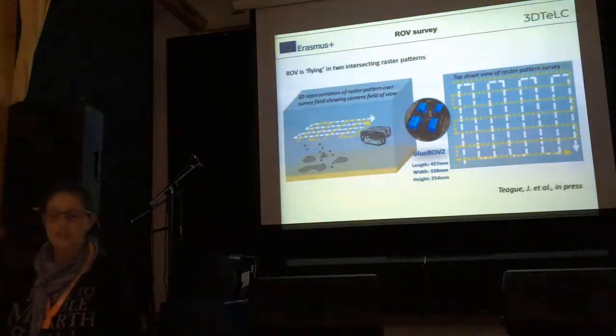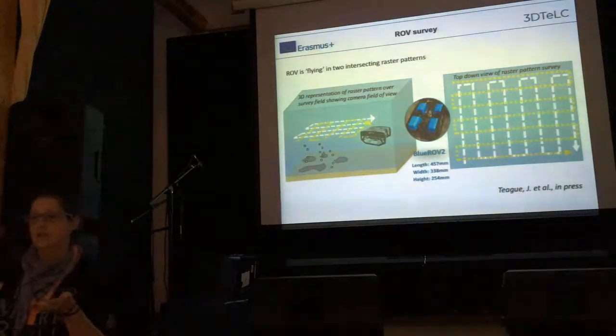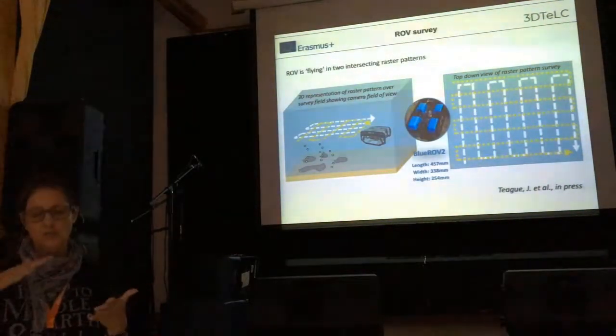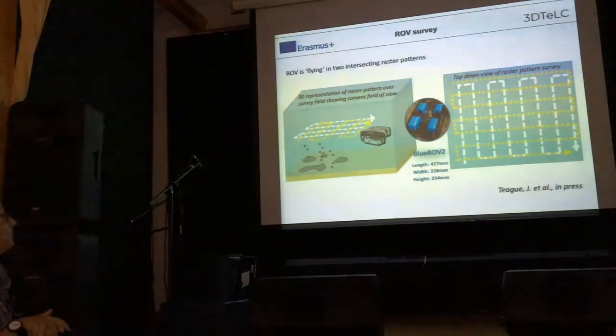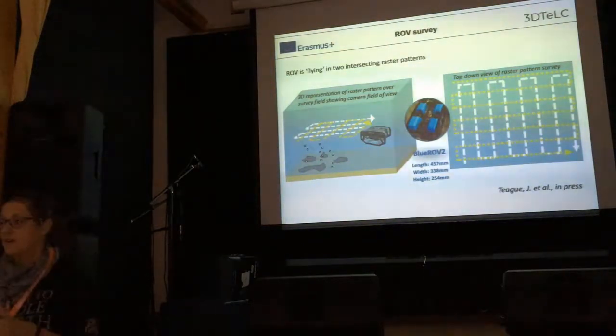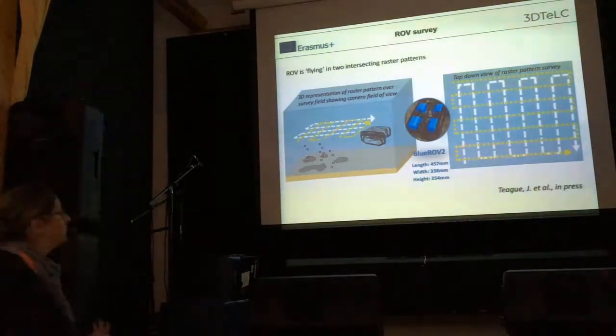So the procedure is like the drones. We make the path. You see that we have two patterns, not one. We have different problems. First, you see here the drone is all alone. We have a cable because the signal is missing under the water, so we cannot control the ROV otherwise. We also don't have GPS, so we have different things to do in order to proceed.